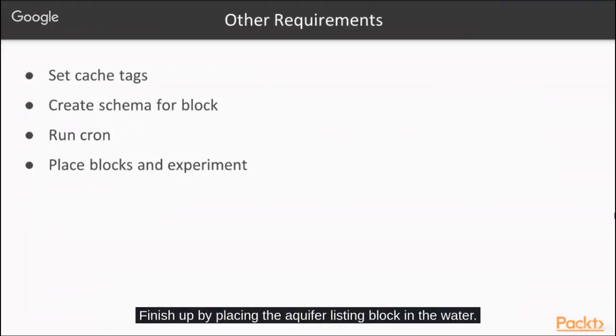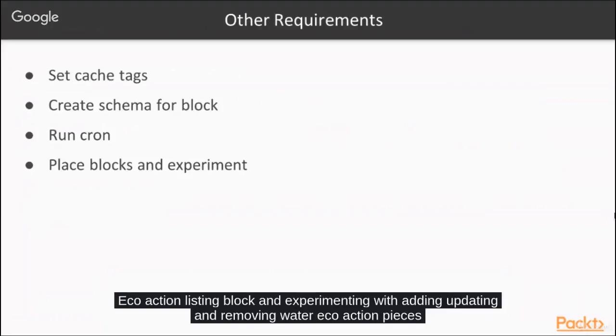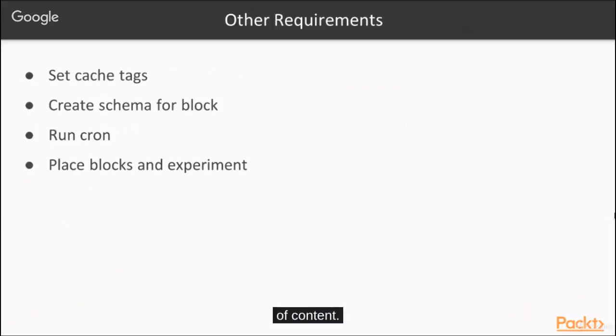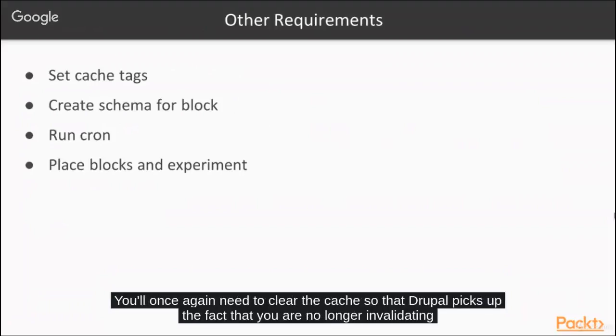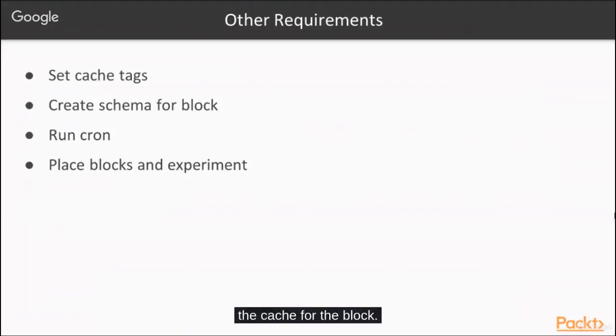Finish up by placing the aquifer listing block and the water eco action listing block, and experimenting with adding, updating, and removing water eco action pieces of content. You might even want to experiment with what happens if you don't specify the cache tags. Just remember that you'll once again need to clear the cache so that Drupal picks up the fact that you are no longer invalidating the cache for the block.